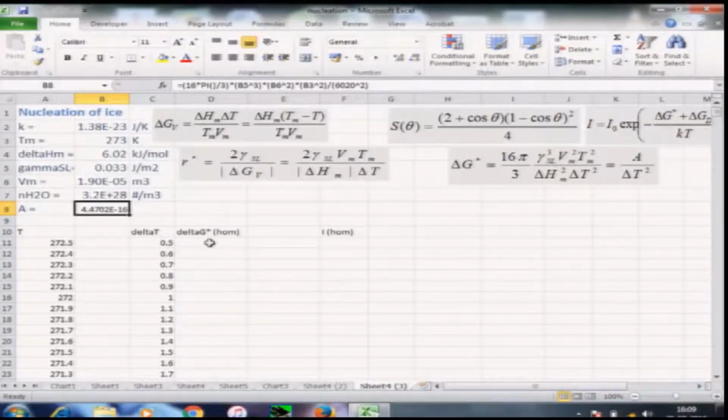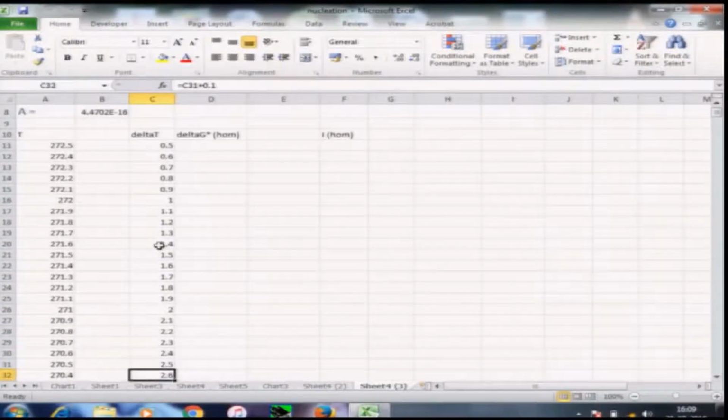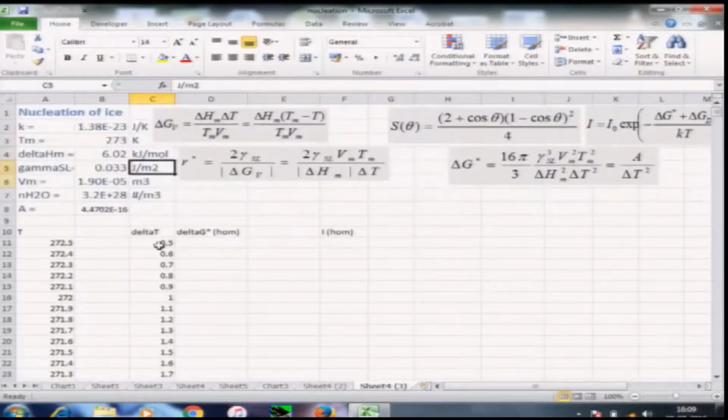Now, to calculate, I have already put down in the cells different values of undercooling, and corresponding to the undercooling at what temperature we are looking at below the melting point of 273 degrees Kelvin. So, the first temperature we look at is 272.5, which gives me an undercooling of 0.5. So, let me calculate what is delta G star, and here I have put this term HOM to stand for homogeneous, just to remind you that we are still dealing with homogeneous nucleation.